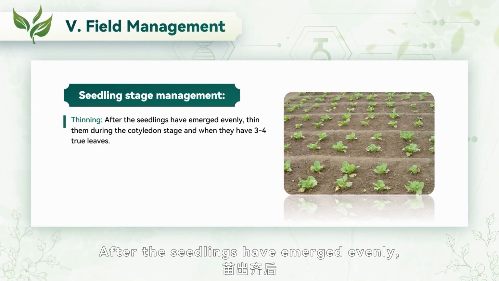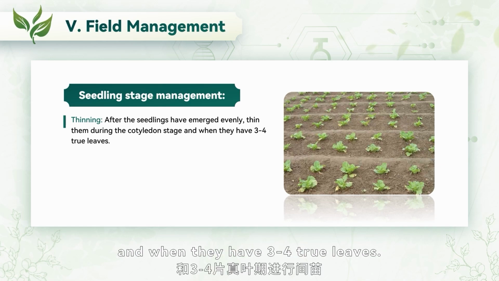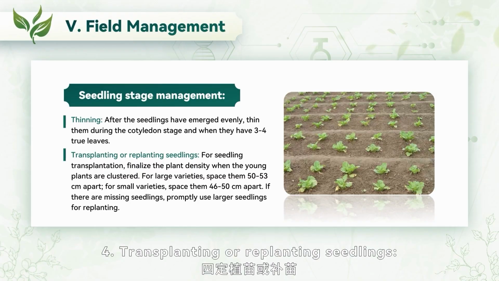3. Thinning. After the seedlings have emerged evenly, thin them during the cotyledon stage and when they have 3 to 4 true leaves. 4. Transplanting or replanting seedlings.